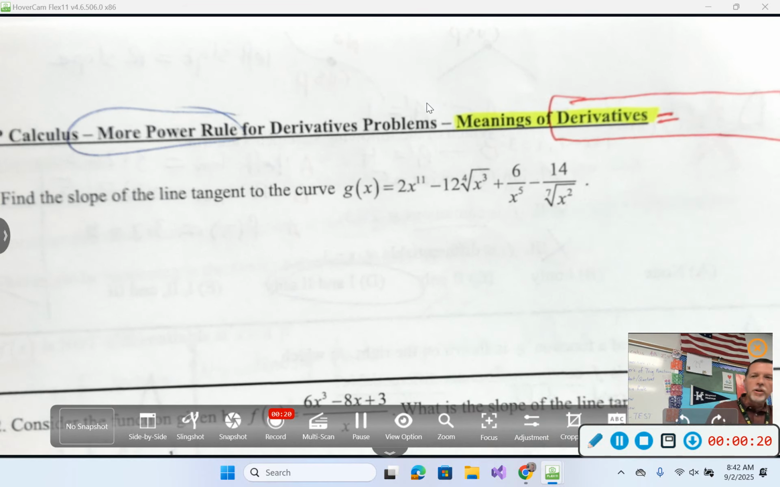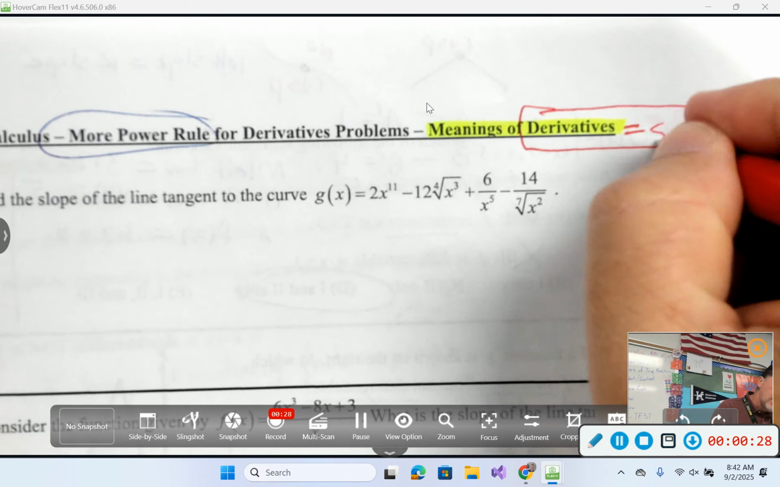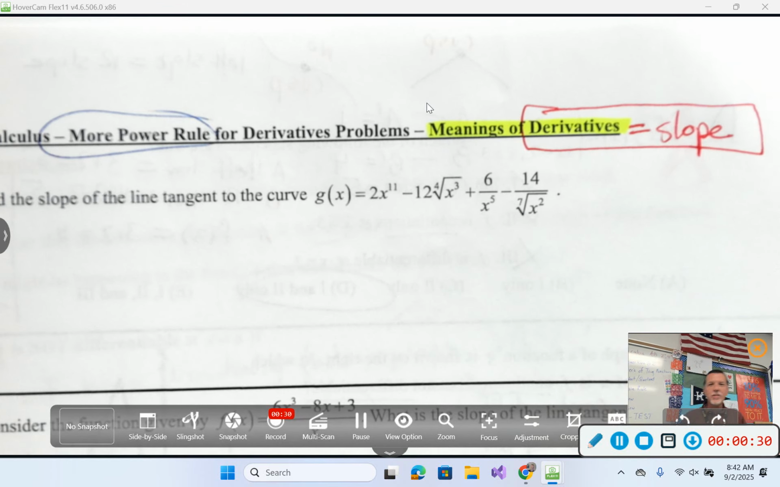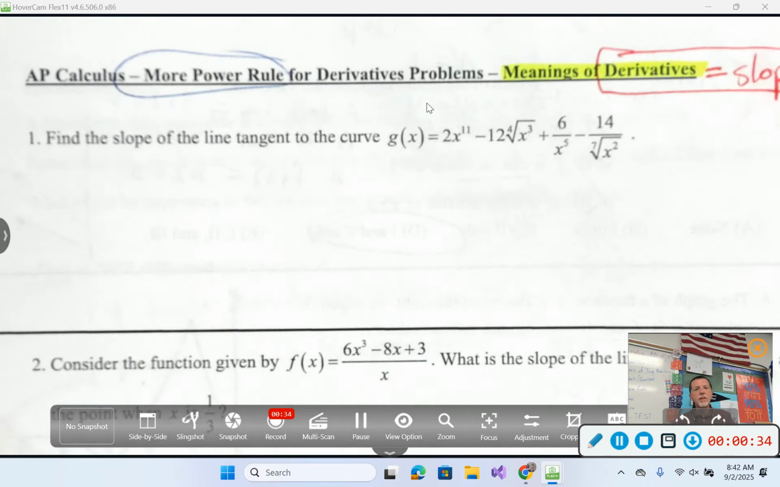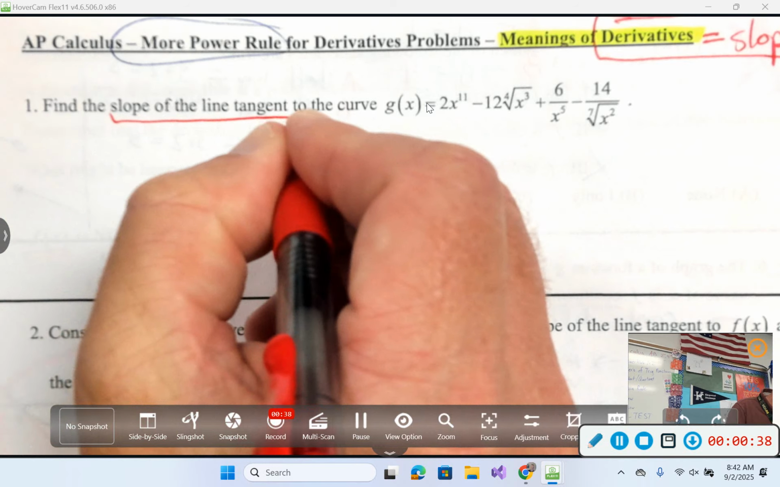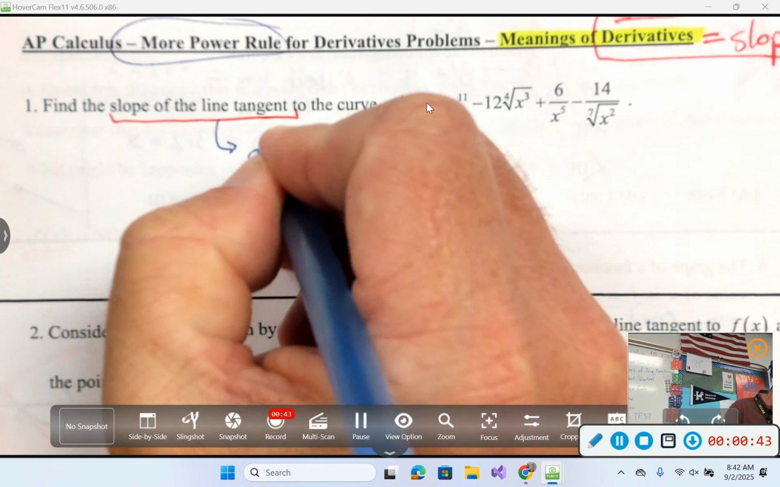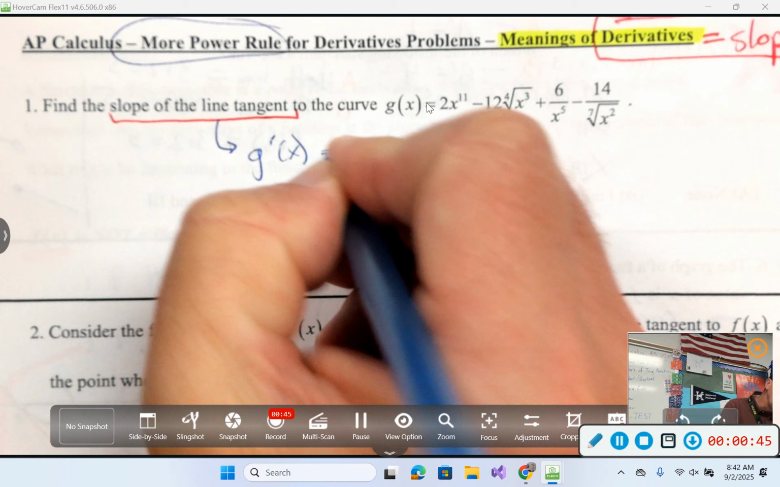What algebra word should your brain tie to derivative? What does derivative tell you about the graph? Slope. Again, you've got to have those two words tied together in your brain. Derivative tells you slope, slope tells you derivative. So when it says find the slope of the tangent line, that's really just fancy talk for find the derivative.